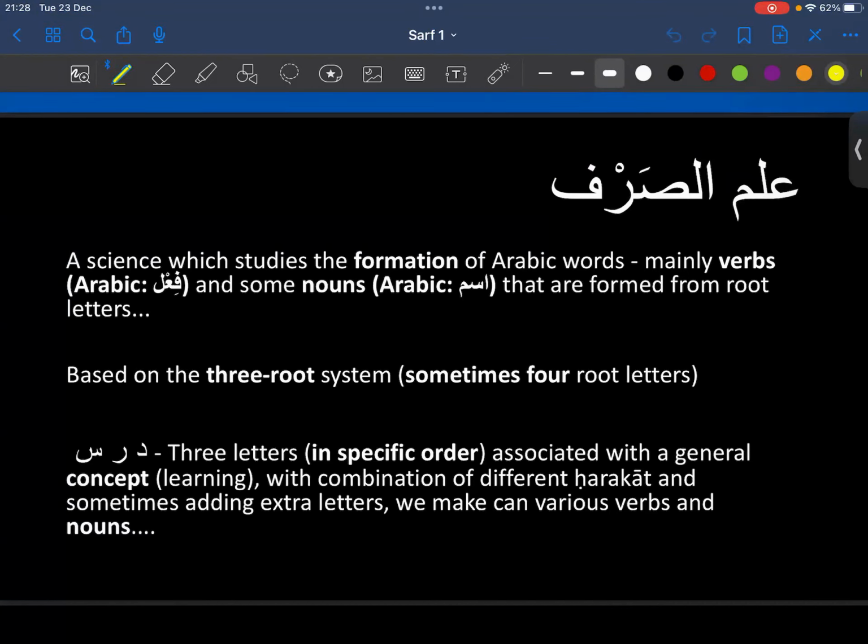Let us take 3 letters, dal, ra, and sin. These 3 letters are root letters. They are in a specific order, and they are associated with a general concept, with a general idea. And the idea associated with dal, ra, sin is learning. And the Arabs employ a combination of different harakat, sometimes with the addition of extra letters to these root letters, to create various verbs and nouns.